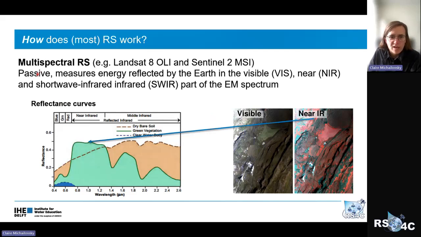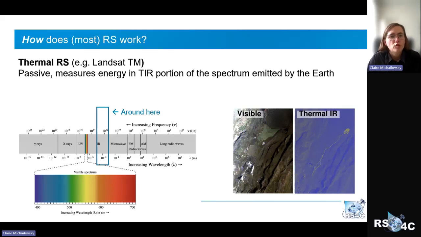So of course, we don't only have multispectral remote sensing, we also have different types. I won't go into too much detail about them today. I wanted to highlight thermal remote sensing. If we look a little bit further right, so a little bit longer wavelengths, this is the thermal infrared part of the spectrum, and this gives information about the land surface temperature.